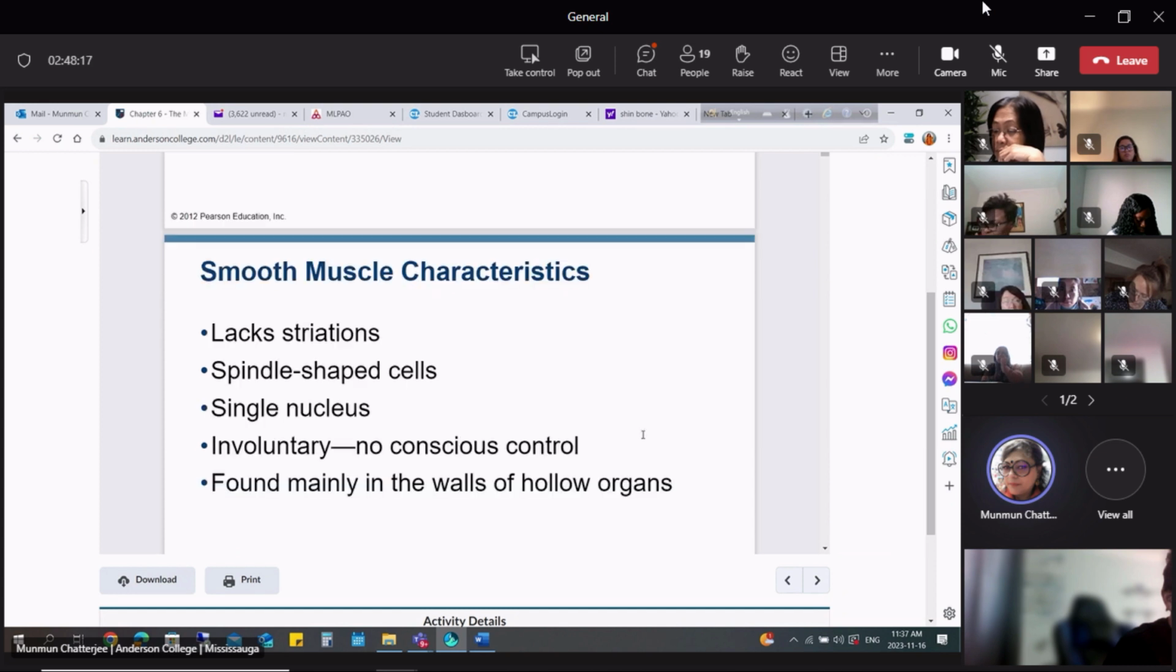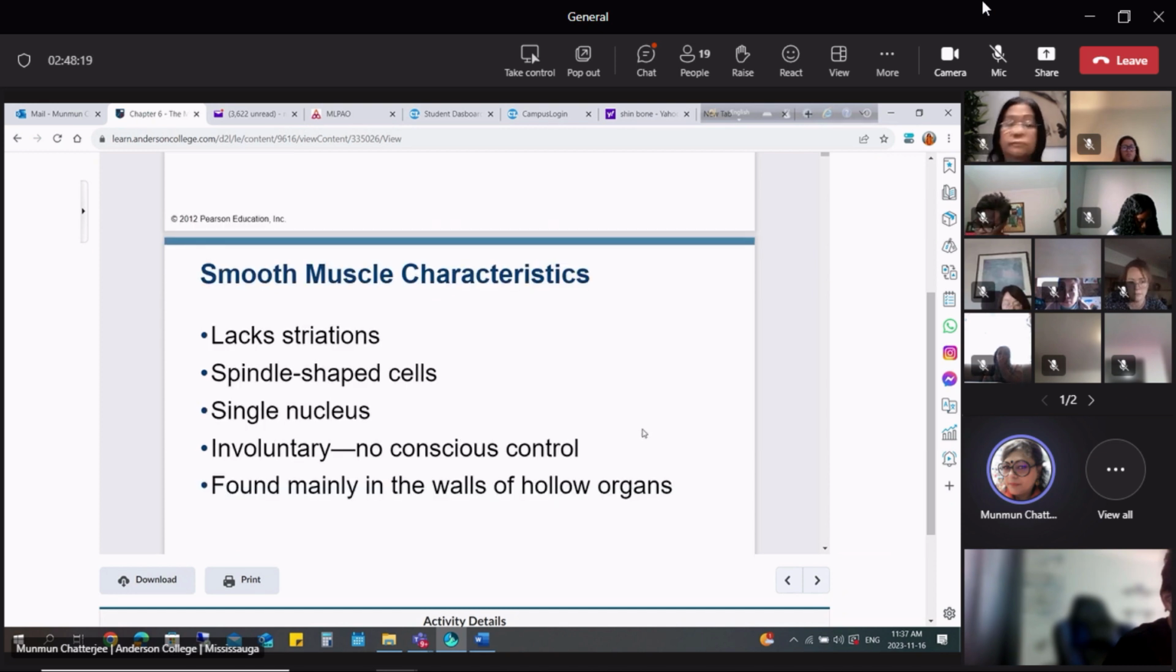Now we are going to learn about the smooth muscle characteristics. We already discussed this in the previous slide. So smooth muscle doesn't have any striations, right? Skeletal muscle has, cardiac muscle has, but no striation means no visible strands. These are kind of spindle shaped, and these have a single nucleus. Skeletal muscle is multinucleated. These are involuntary, no conscious control. Where can they be found? They are found mainly in the walls of hollow organs.